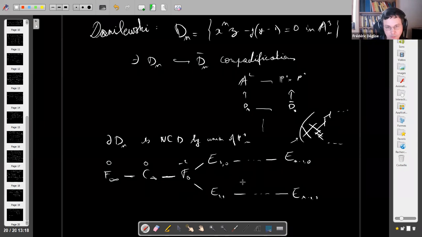So it's a tree of P1, not a cycle, and this is what's important. The normal bundles here are all of degree minus two, except the first two. And in this case, you can explicitly compute the divisor, and what you get actually is that, okay, dx is just one.